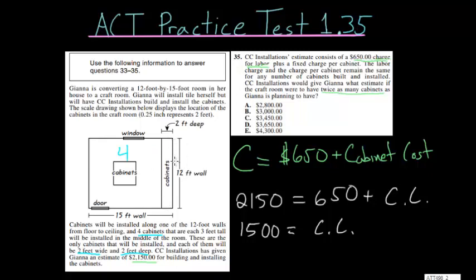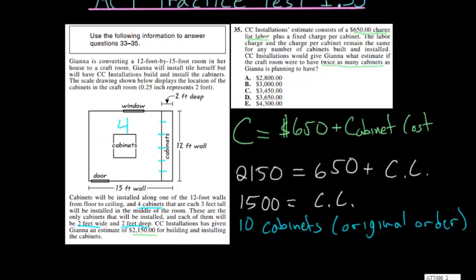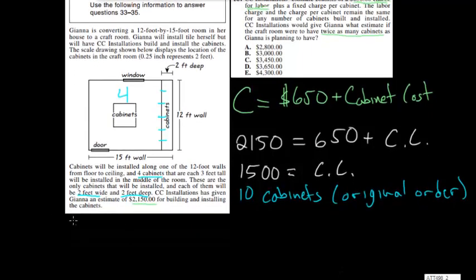Since the wall is 12 feet long, and every 2 feet we get another cabinet, we end up with 6 cabinets here. With this 4 here, we have a total of 10 cabinets. So let's write that. We have 10 cabinets. And recall, this is just the original order. So with that information, that there are 10 cabinets and that the total cost for the cabinets was $1,500, we can figure out the cost per cabinet.